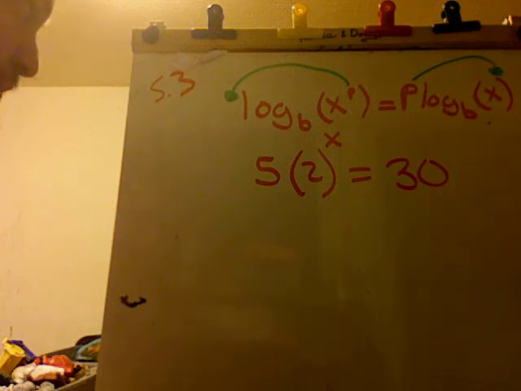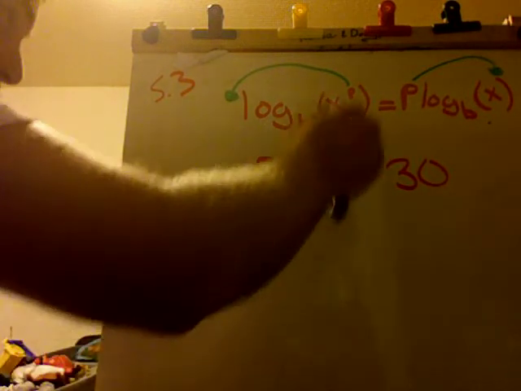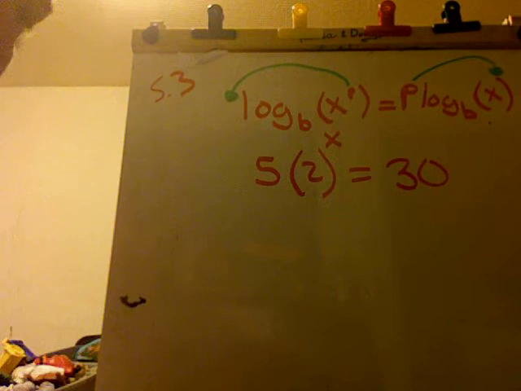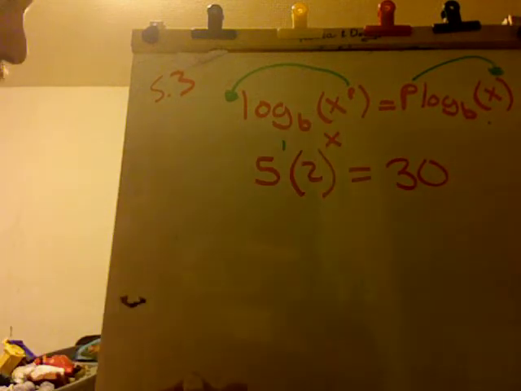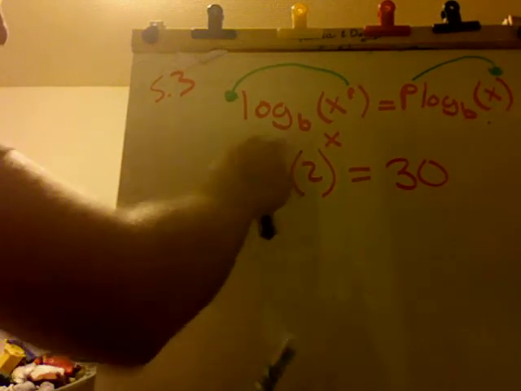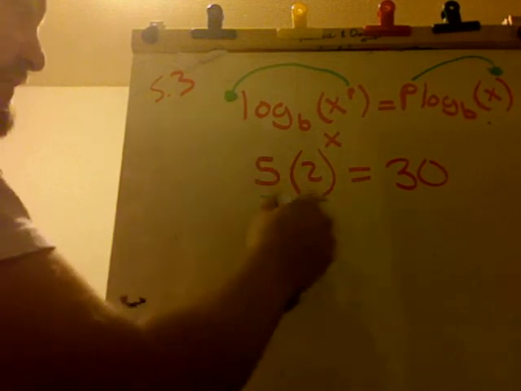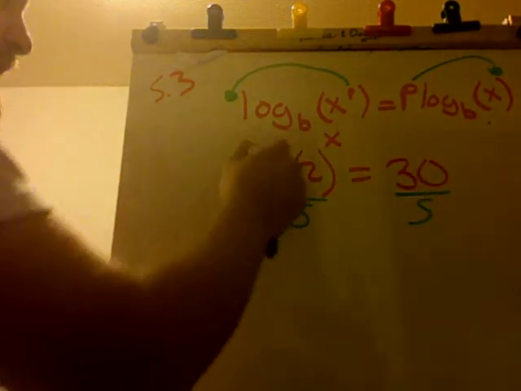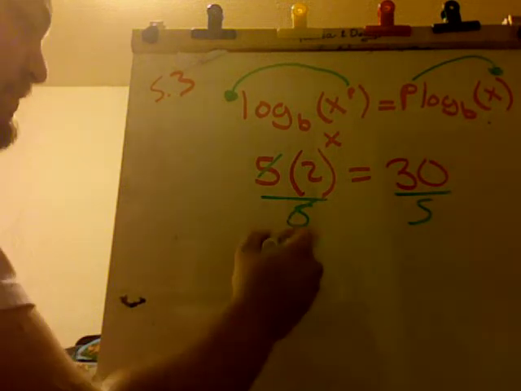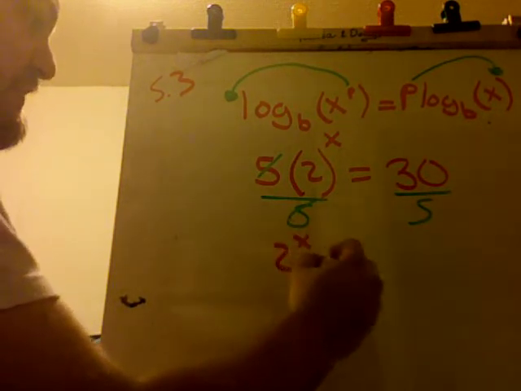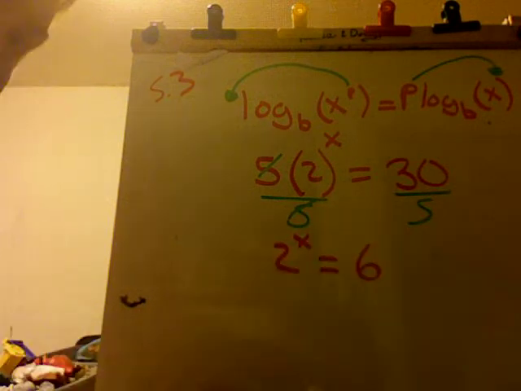Well, the first thing I want to do is isolate the piece here that has that unknown exponent in it. In other words, the exponent on this 5 is just a 1, so we want to get rid of that 5. I'm just going to divide both sides by 5. It cancels here, and I'm left with 2 to the x is equal to 6.